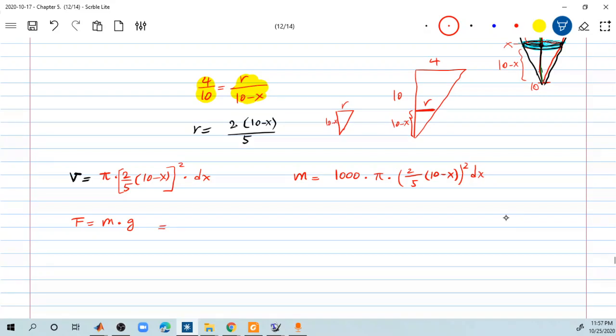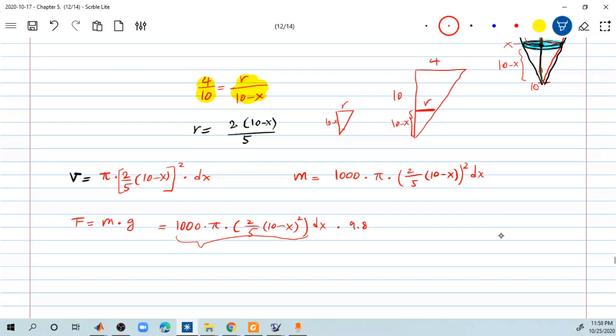Right, so it should be 9.8, since g is 9.8, multiplied by 1000 times pi times (2/5)(10 minus x) squared dx multiplied by 9.8. This is the force. We found the force, and you notice the function of x already has the dx, because this dx is basically the thickness of the water.